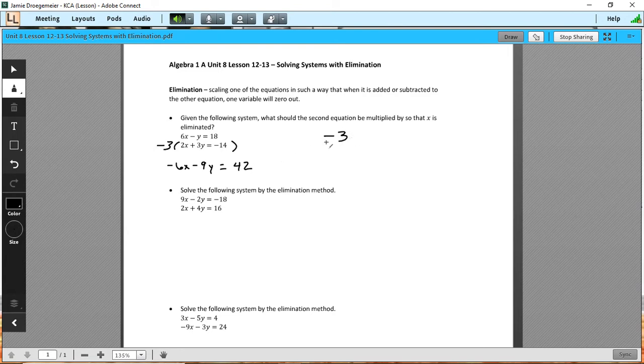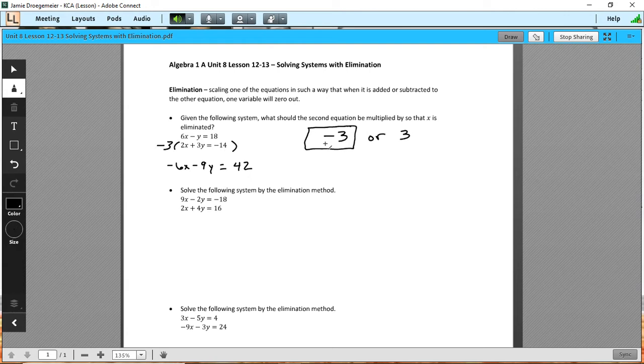Or I could say that I could multiply it by positive 3. If I use positive 3, then that means that I have to subtract those two equations because it would be 6x minus 6x to get to that 0. So either of these would be acceptable, but usually we're going to say whatever we would multiply so that when I add those two equations together, it zeroes that out.